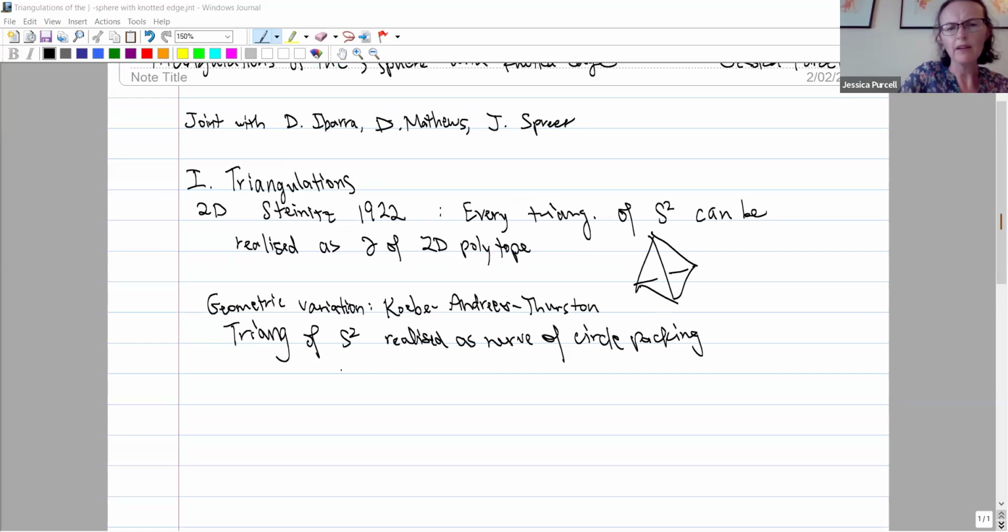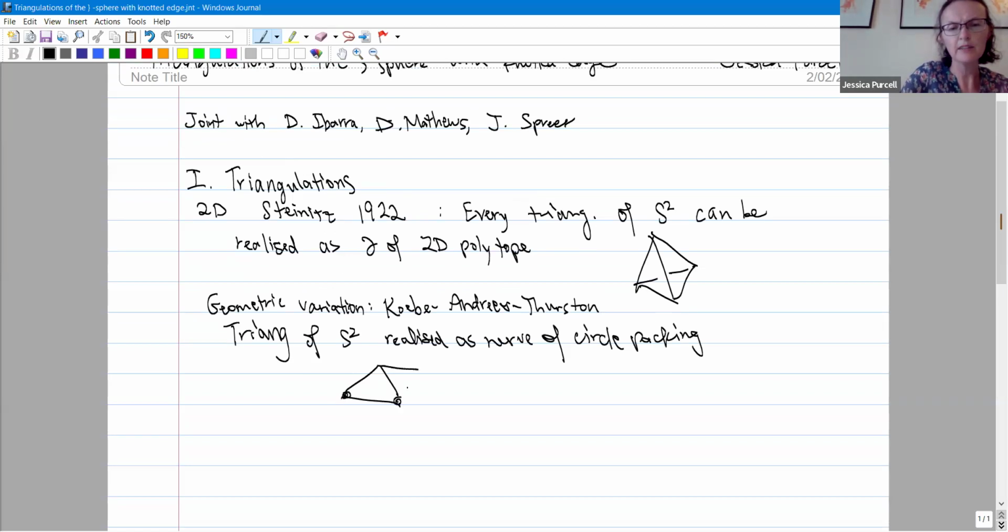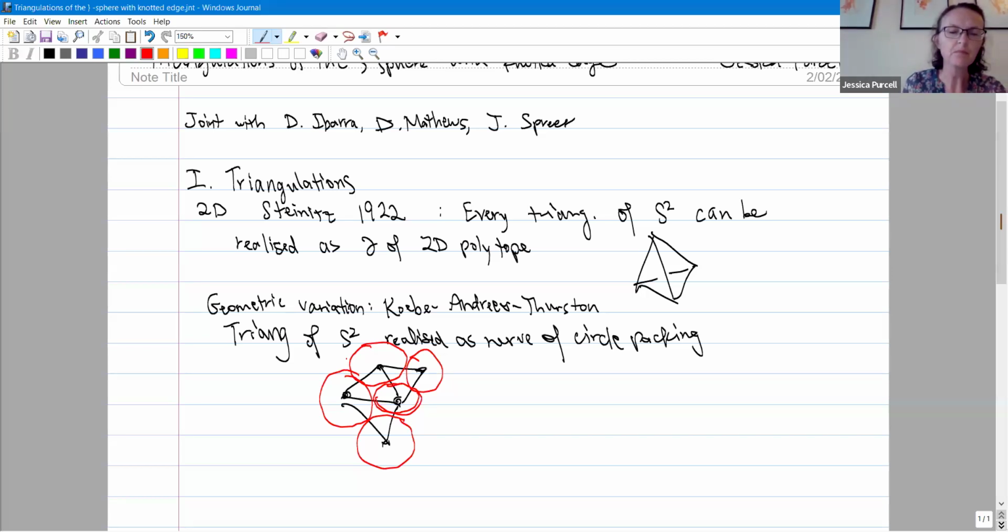A triangulation of the sphere is you have a bunch of triangles on your two-sphere, and the nerve of a circle packing just means for every one of these vertices, you can shrink and adjust the triangulation so that the vertices correspond to centers of actual circles, and the edges correspond to points of tangency, and then you have these disjoint disks with these interstitial regions that are circles.